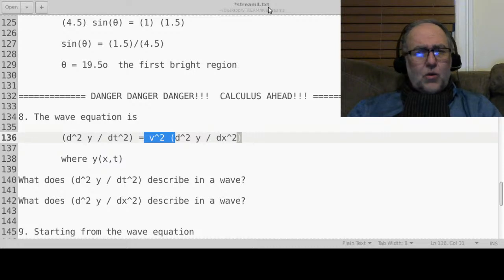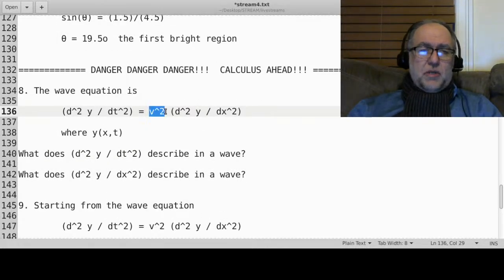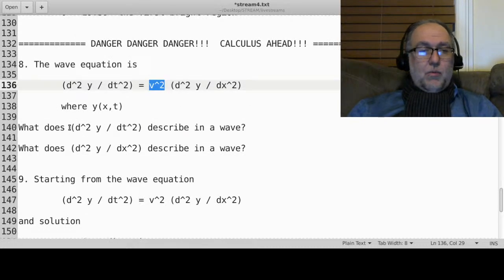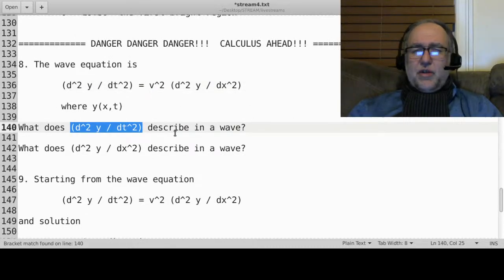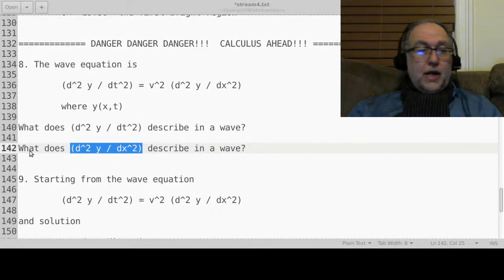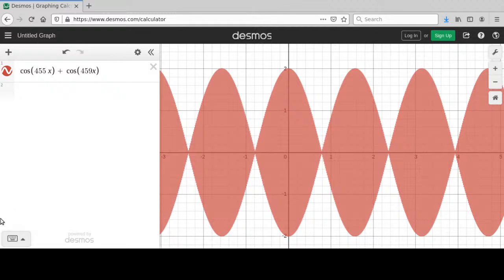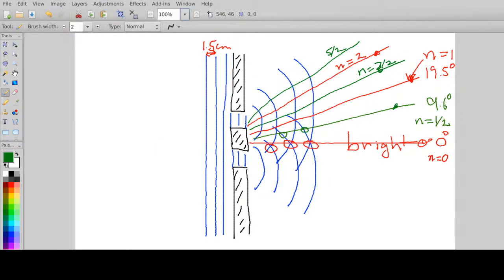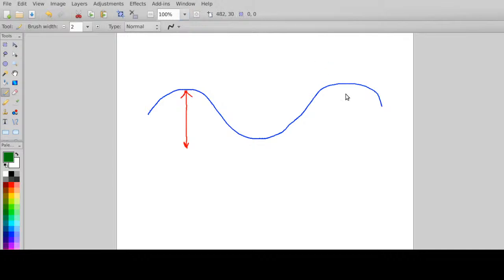So the first question is, what is the physical interpretation of this thing? Well, I just told you the physical interpretation of v squared, that's the velocity squared. But what's the physical interpretation of the second derivative with respect to time? And what's the interpretation of the second derivative with respect to x? To answer that question, I'm going to just show you a diagram. Okay, and there it is. Here's our diagram.